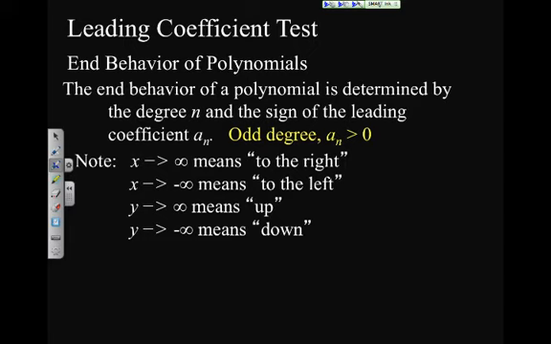Now first, some notational things. When you see x approaches infinity, x's go left and right, so as x approaches infinity, that means we're going to the right. When you see x approaches negative infinity, again, x's go left and right, so going in the negative direction forever, that's going to the left. But when you see y approaches infinity, remember y values go up and down. So y approaching infinity means we're going up, and y approaching negative infinity means we're going down. So it's very important to remember, are we talking about x's or are we talking about y's?